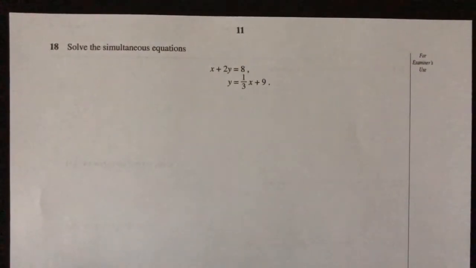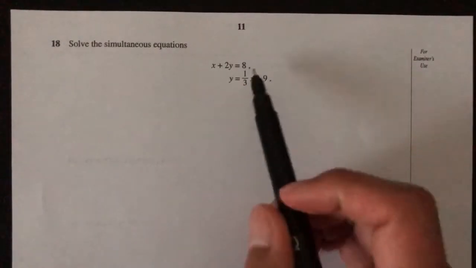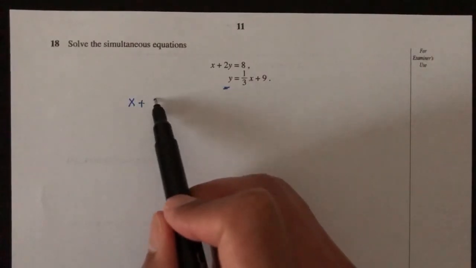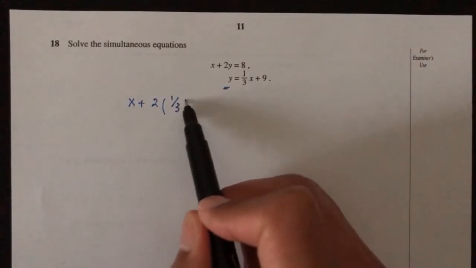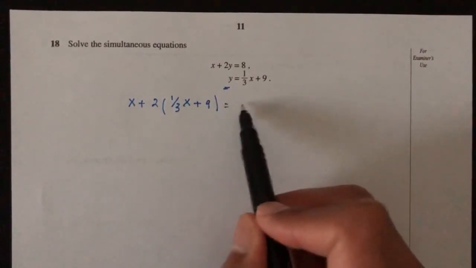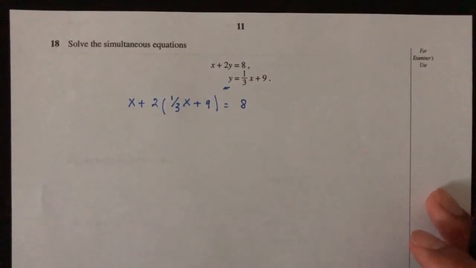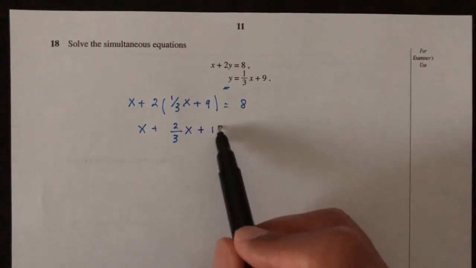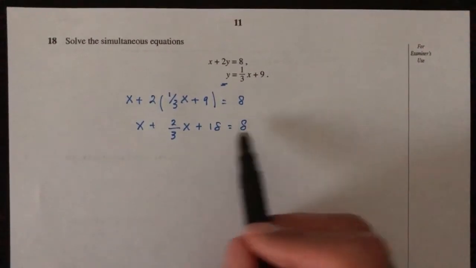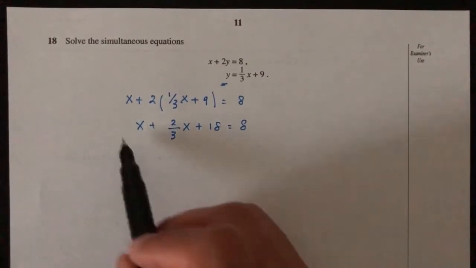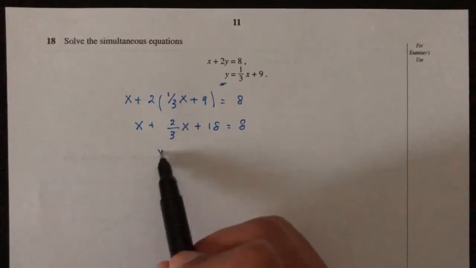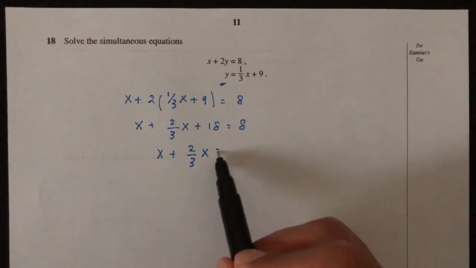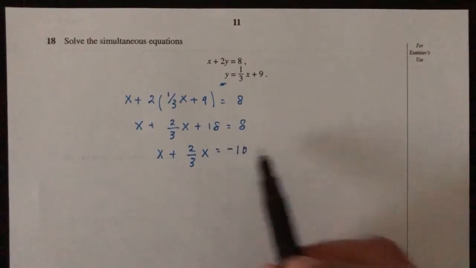Question number 18, solve the equation. So here we have two equations. We have y already, so let's replace y in this first one. That will be x plus 2y, which is 1 over 3x plus 9, equal to 8. So we can first expand. We have x plus 2 over 3x plus 18 equal to 8. Let's simplify this. Let's simplify the constant first. If you send this one over here, you will have 8 minus 18, that will be minus 10.